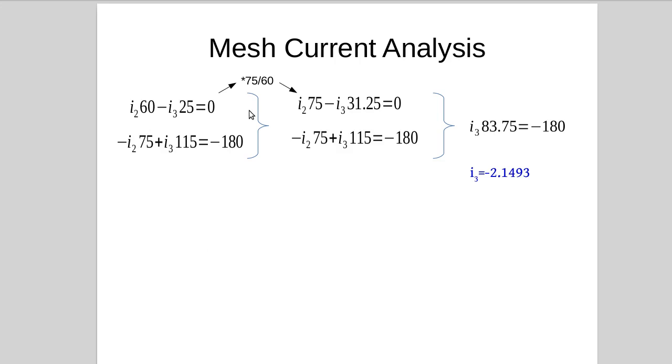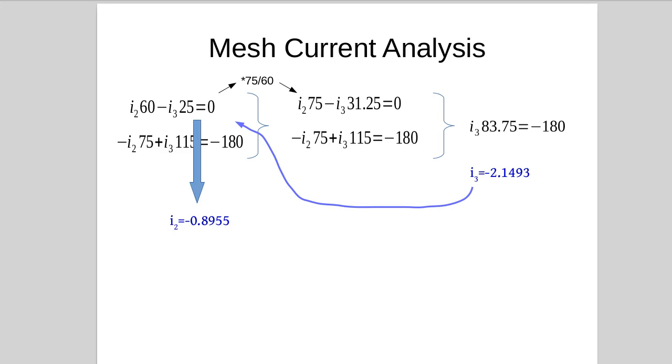So now we're simplifying. We're rearranging this top one so that when we add the two together, we can remove the I2 term. So I'm multiplying this equation by 75 over 60, so we'll end up with 75 I2, and when we add it to this equation, I2 will disappear. So we add the two, and we end up with this: I3 by 83.75 is minus 180, which gives us this current.